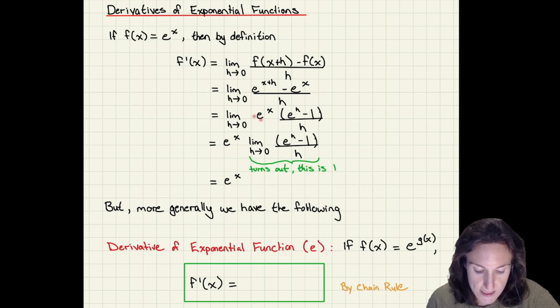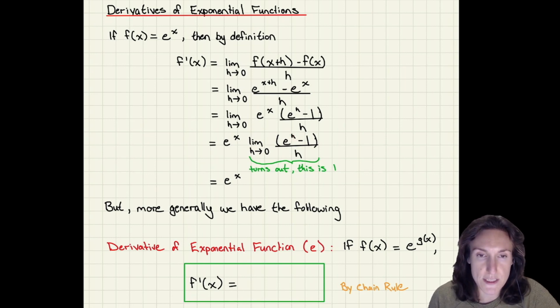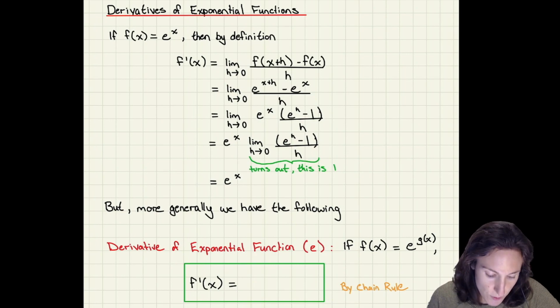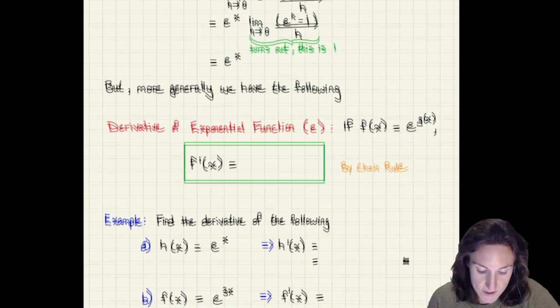we can factor out an e to the x, and by limit properties, because this doesn't have an h, I can bring it outside the limit, and it turns out that this limit is equal to 1. We're not going to prove this. If you want to try to convince yourself, try plugging in values for h that are, say, 0.1, and then 0.01, and then 0.001, to show yourself that, yes, this will approach 1. So the derivative of e to the x turns out to just be e to the x.